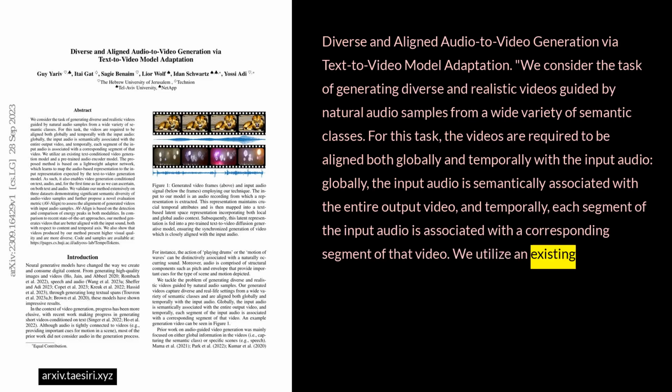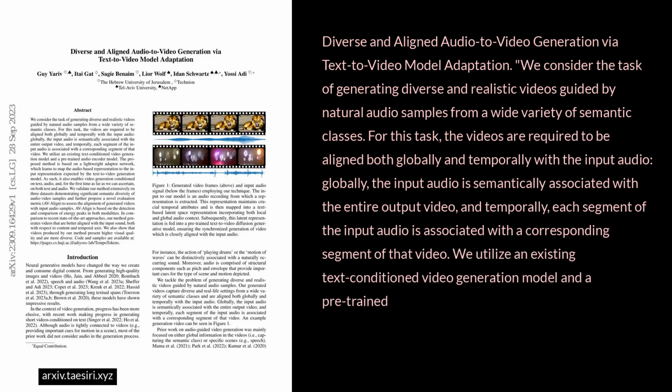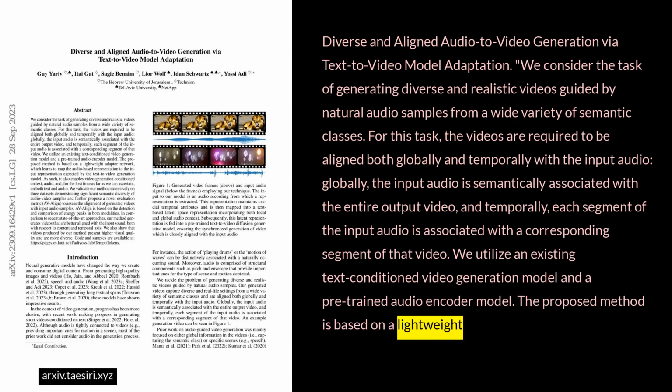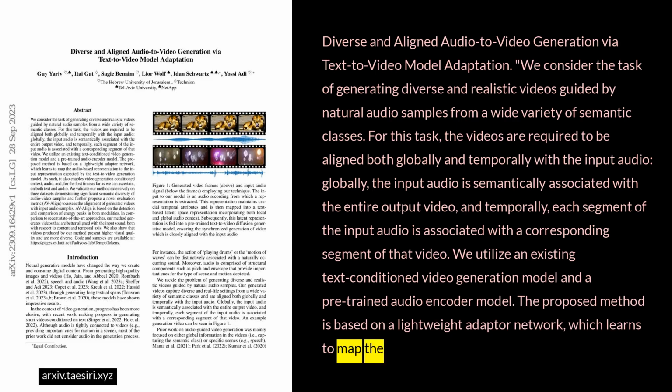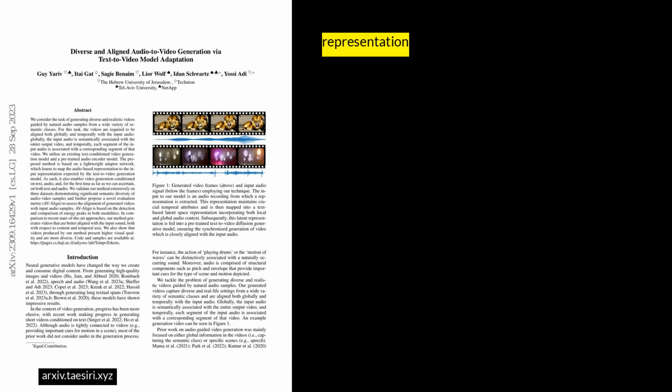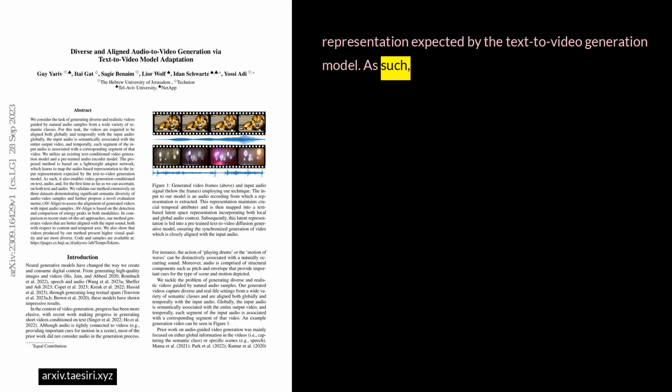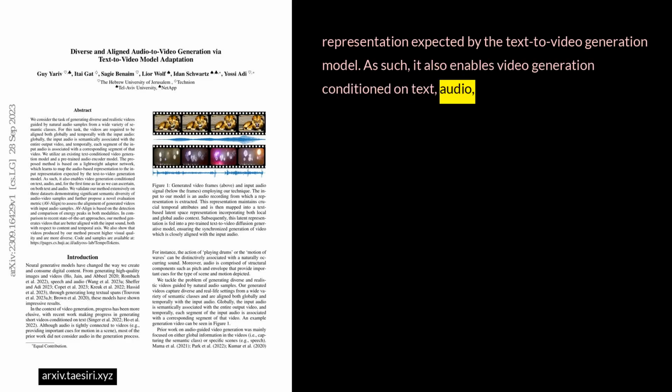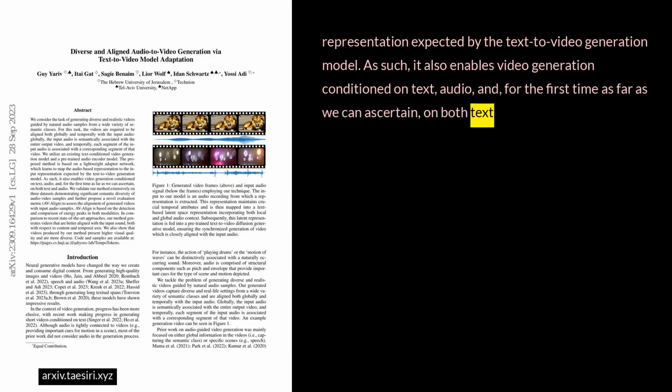We utilize an existing text-conditioned video generation model and a pre-trained audio encoder model. The proposed method is based on a lightweight adapter network, which learns to map the audio-based representation to the input representation expected by the text-to-video generation model. As such, it also enables video generation conditioned on text, audio, and for the first time, as far as we can ascertain, on both text and audio.